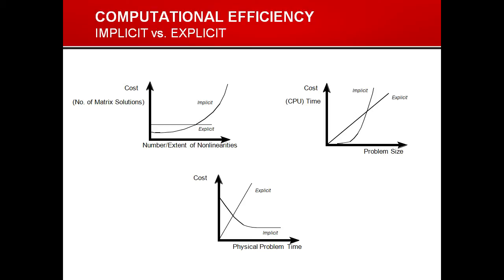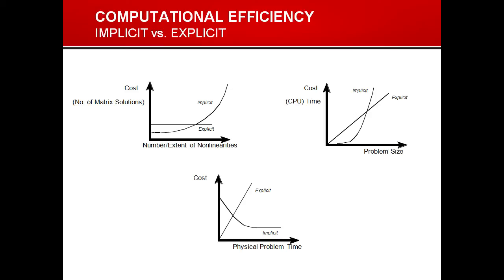Conversely, in that same graph, you can see that implicit goes up exponentially as we get to higher and higher levels of nonlinearities. We're always searching for that magic convergence point with implicit codes. In some cases, they're appropriate. In other cases, it makes sense to look at explicit technology.